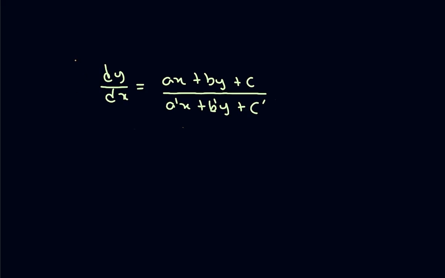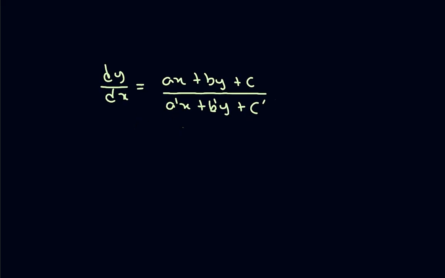There are some equations that can be reduced to homogeneous differential equations. Specifically, if your differential equation looks like this, that means on the right hand side you have a division of two functions like this, where a, b, c and a dash, b dash and c dash are constants, you can reduce this type of differential equation into a homogeneous differential equation.